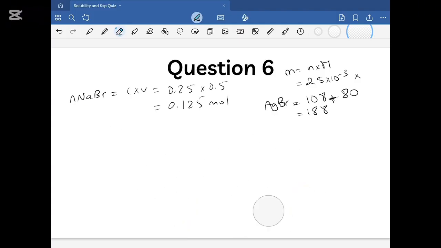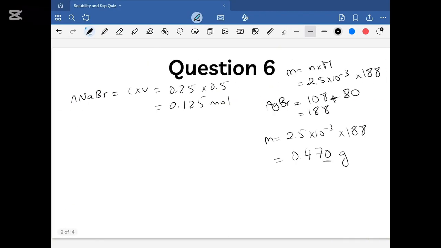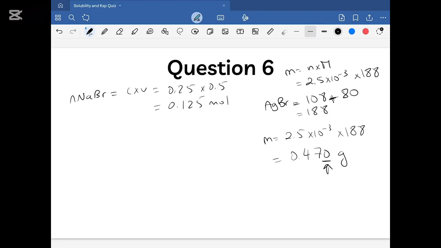Therefore, the mass is going to be equal to 2.5 times 10 to the power of minus 3 times 188, and we're going to get a value of 0.470 grams. And we need to include this 0 over here because they need the answer to 3 significant figures.